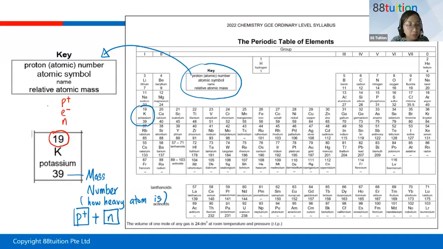Can you tell me how many protons, how many electrons, and how many neutrons? Can you write 3 numbers? That means fill this up. How many protons, how many electrons, how many neutrons in one potassium atom? I'll give you all 5 seconds to type your answer. Just type 3 numbers for me. 5, 4, 3, 2, 1. Okay, type 3 numbers out.